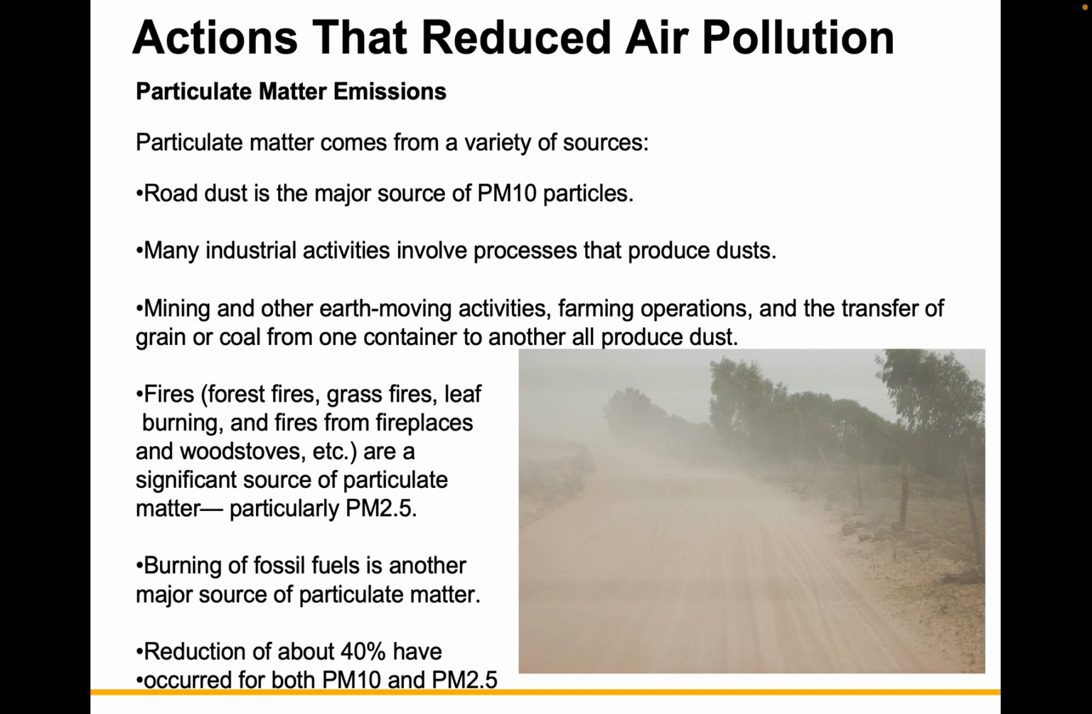Some other actions that have reduced air pollution are particulate matter emissions. These come from a variety of sources. Road dust is actually a major source of PM10 particles. Many industrial activities involve processes that produce dust. Mining and other earth-moving activities, farming, transfer of grain or coal from one container to another. Forest fires produce a lot of the fine particulate matter. And burning of fossil fuels is another major source. We have reduced particulate matter emissions by about 40%.